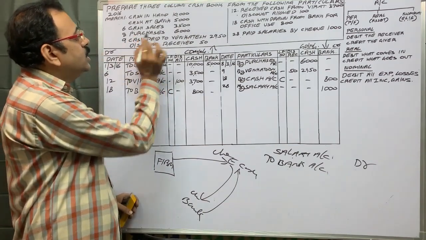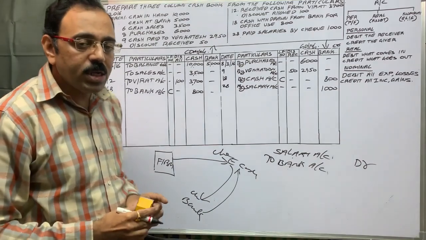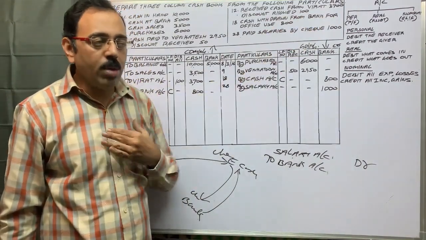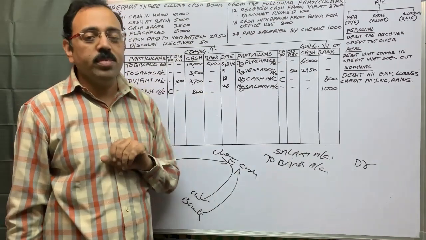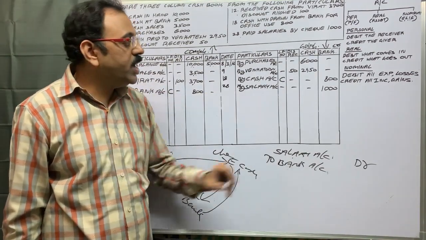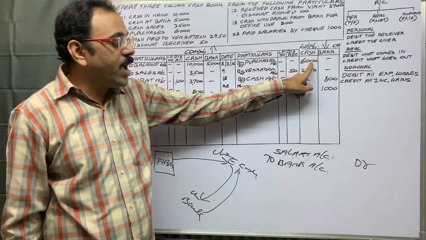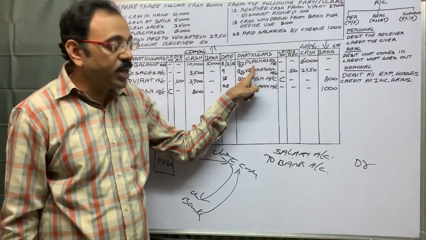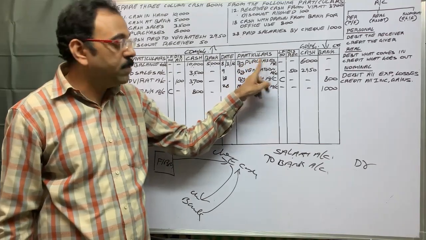Similarly, purchases. What happened here? The firm purchased goods. Goods are coming, cash is going. Cash is going. So which side? Credit side, cash column. 6,000. Since this is a purchase transaction, write down purchases.